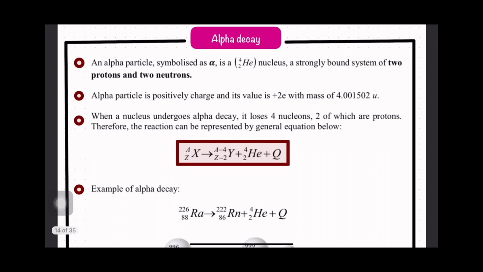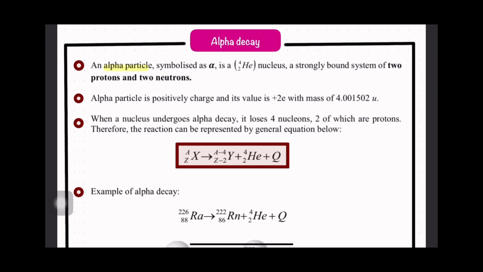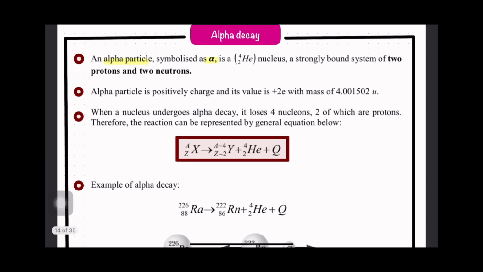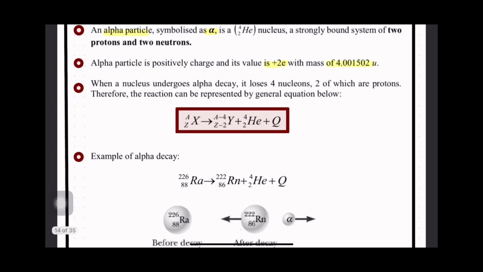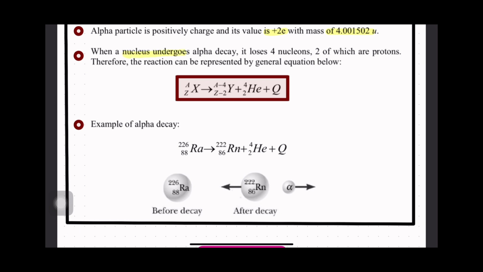Alpha decay, it will emit an alpha particle, symbolized as alpha or 4,2 helium. So a strongly bound system of 2 protons and 2 neutrons. So the alpha particle has a positive charge, the value is positive 2e, with atomic mass of 4.001502 U. When the nucleus undergoes alpha decay, it will lose 4 nucleons, 2 of which are protons. So therefore the reaction can be represented by the general equation as below.